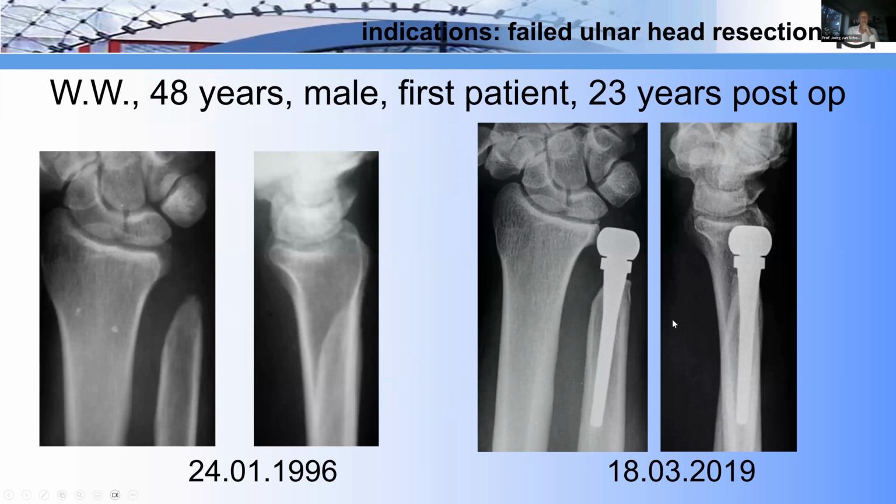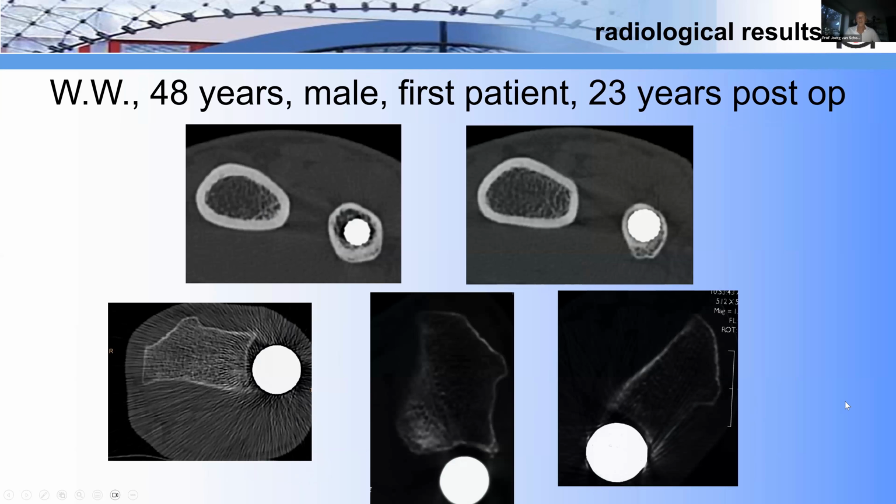This is an example. It was my first patient in Germany. At that time, he was 48 years old, and he was a heavy laborer. He had this procedure done in 1996, and these are his X-rays 23 years following ulnar head replacement. These are his CT scans in forearm rotation. This is in the neutral position, in pronation and in supination, showing absolute stability of the forearm joint.